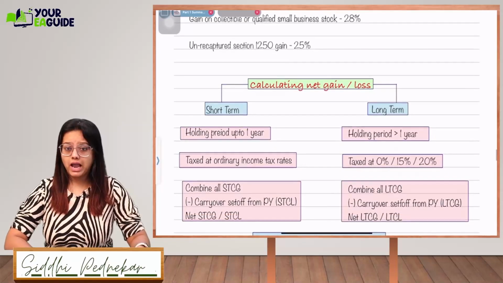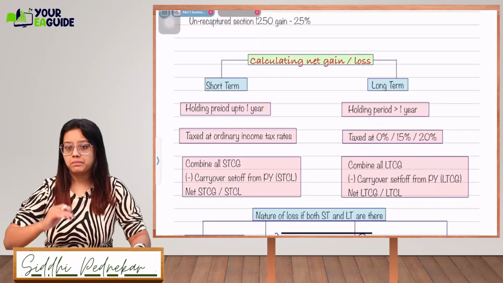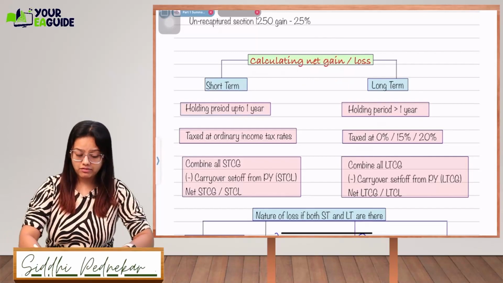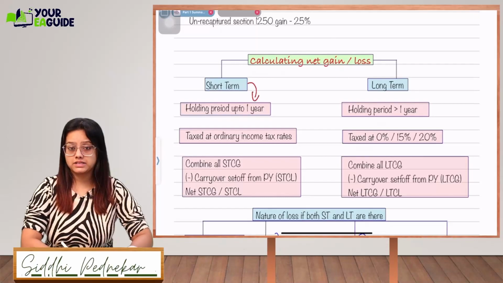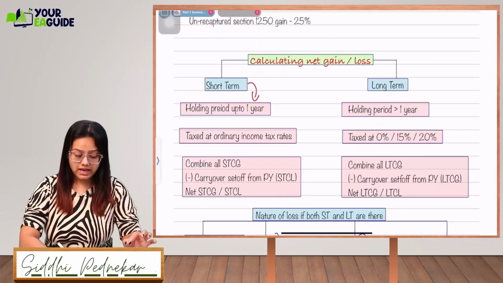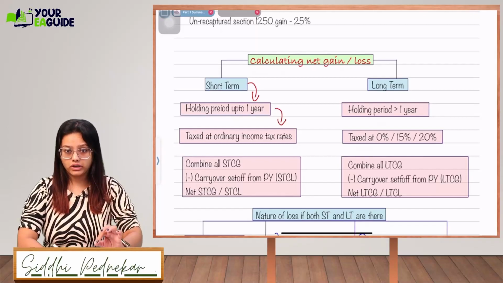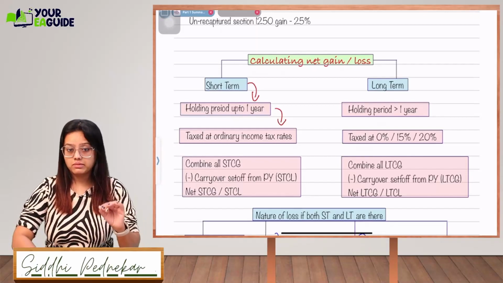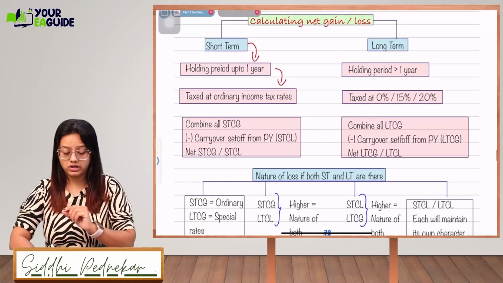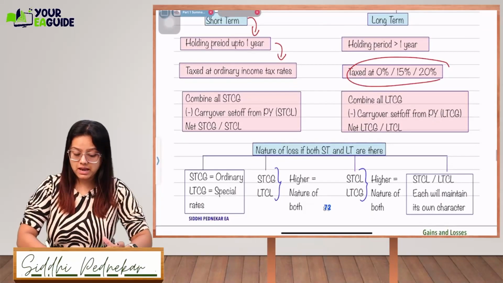Okay, now how to calculate the gains and losses? Many people find this difficult, but it's very easy to understand. If you have a short-term capital gain, this means your holding period is up to 1 year. It will be taxed at the ordinary income tax rate. As I have already mentioned, remember, short-term is always ordinary, long-term is always long-term, for which the 0, 15, 20% rates will be applicable.